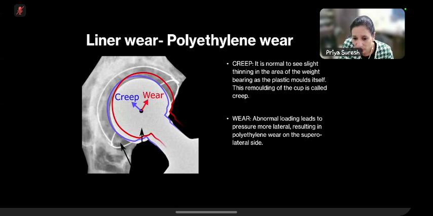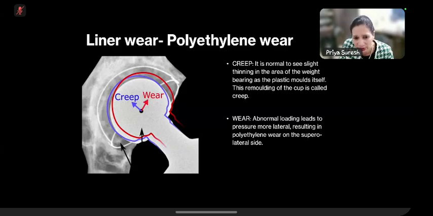So the other way of looking at it is you can get what we call a creep. That means it's slowly, it's normal to see thinning in the weight bearing of this one, because it's polyethylene, isn't it? So it's plastic. It'll just mold itself. Okay. But that will be symmetrical. Whereas if it's worn out, it's abnormal loading or pressure more laterally, resulting in the wear in the supralateral area.